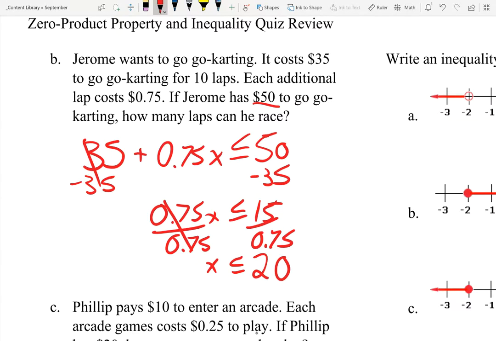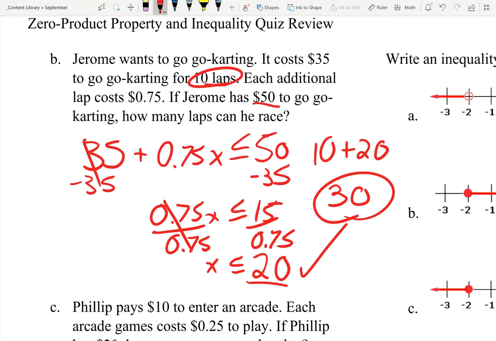So that's an even number. That's perfect. So Jerome can go for 20 additional laps if he wants to spend all $50. I should say he's already getting the 10 laps for the 35. This amount of money is 20 extra laps. So he's going 10 laps and he can go an additional 20, which means the maximum he can go is 30 laps around the go-kart track. Because remember that he had 10 laps to start with, but each additional lap is 75 cents. So he can pay for 20 additional laps, therefore 10 plus 20, making it 30 total laps.